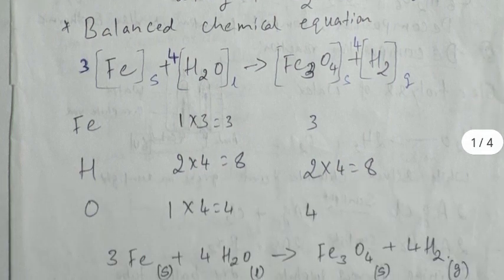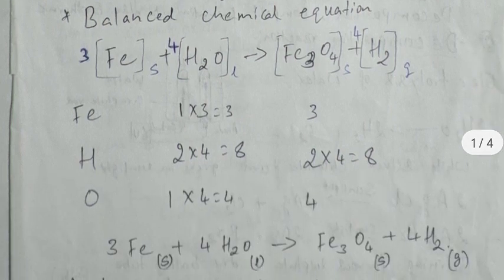Here we have one chemical reaction: Fe reacts with H2O and produces Fe3O4, and a gas is evolved, that is H2. So we have to balance this. I have written the chemical reaction in black ink.